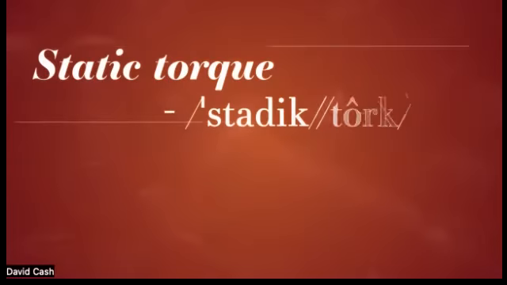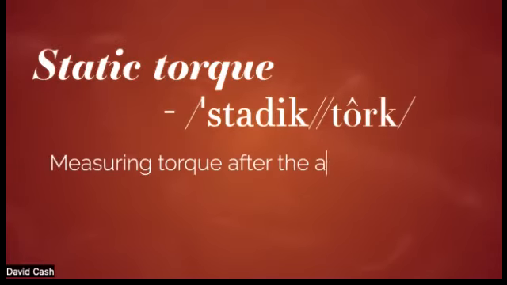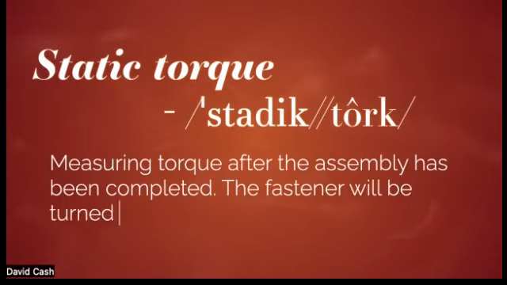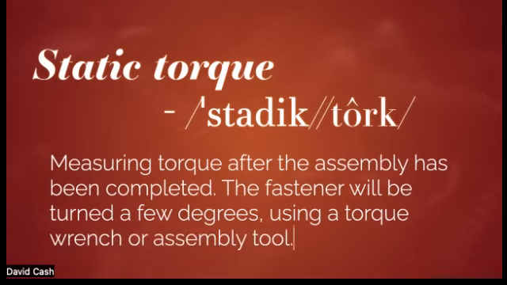Static torque is when we are measuring the torque on the assembly, or measuring the fastener after it has already been installed. We do this by turning the fastener a few degrees with a wrench or an assembly tool. That is primarily the definition of static versus dynamic torque.